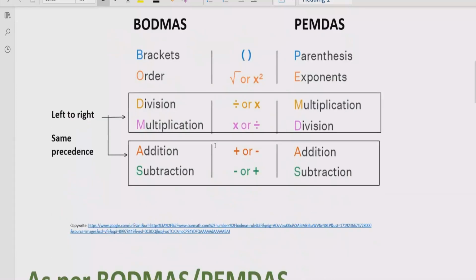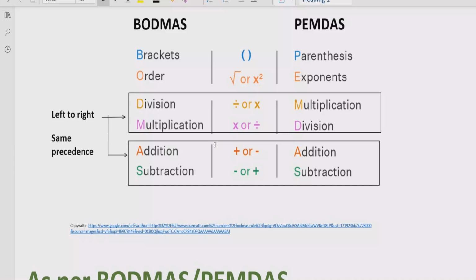Now, let's recall the rules which we can apply to solve any arithmetic expression. Here we will discuss two rules, BODMAS and PEMDAS. These rules we can apply to solve any arithmetic expression. The rule says if your expression contains any bracket or parenthesis, you have to solve that part first. After the bracket, you have to see the order or exponent. If your expression contains any exponent, any power, you have to solve that part after the bracket.